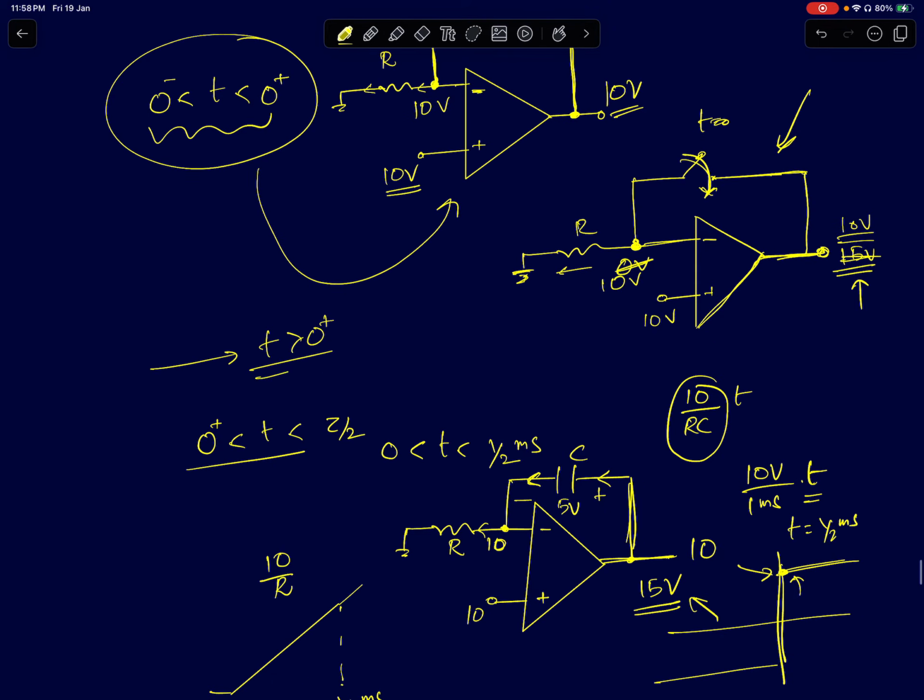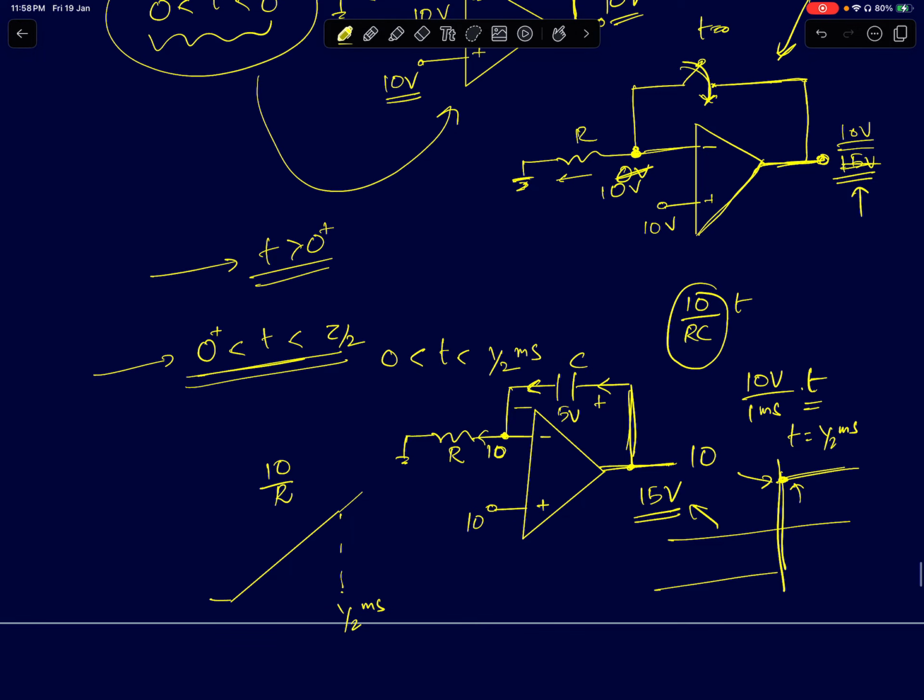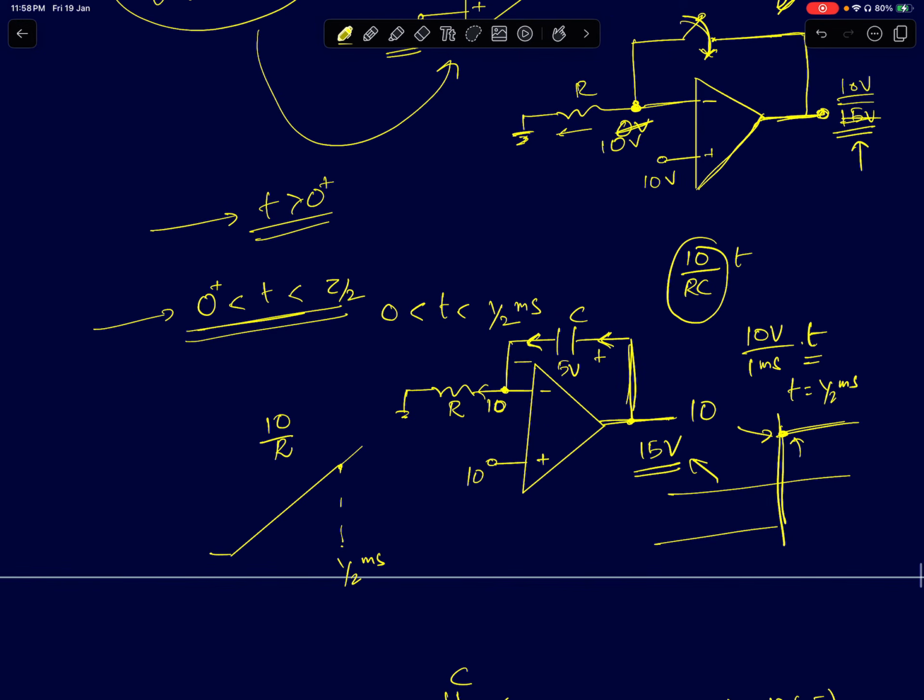And then after t greater than 0 to tau by 2, which is half a millisecond, the circuit is in proper integrating mode. It is behaving like an integrator. And when it reaches 15, it's going back to being in an open loop mode. After that, the voltage across the capacitor will be determined by an open loop charging. That will happen through an RC charging, which will be an exponential charging. So that's the third mode, which is t greater than tau by 2, or half a millisecond. After this, you will have an exponential charging.